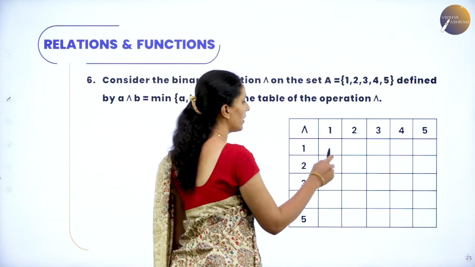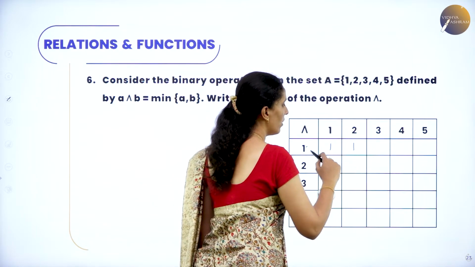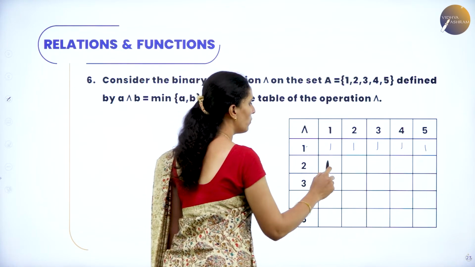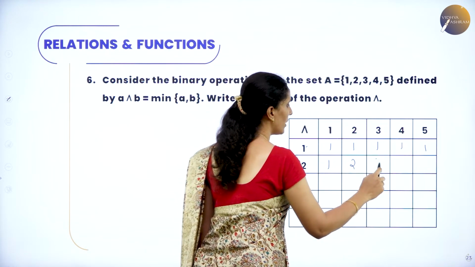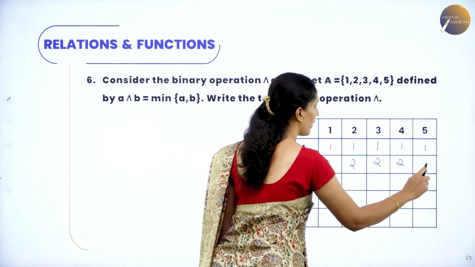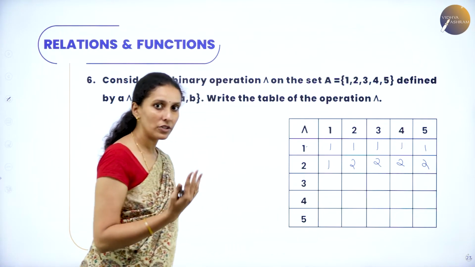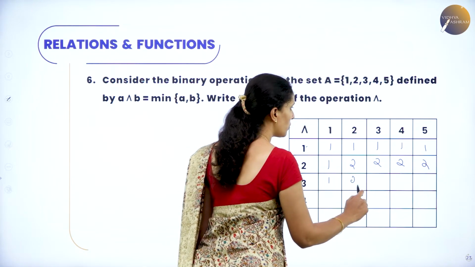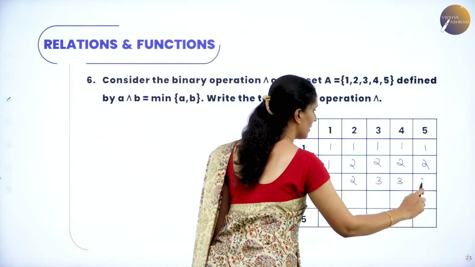So from 1 and 1 it is 1. Here it is 1, 1, 3, 1, 1, 4, 1, 1, 5, 1. 2, 1, 1, 2, 2, 2, 2, 3, 2, 2, 4, 2, 2, 5, 2. So minimum of 2 and 4 is 2. 2 and 5 is 2. Like that. 3, 1, 1, 2, 3, 3, 3.